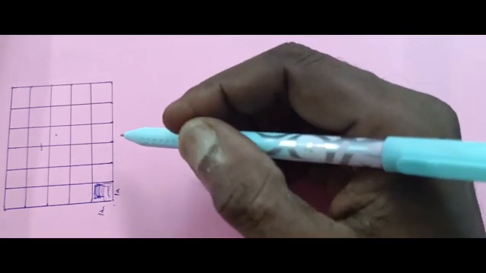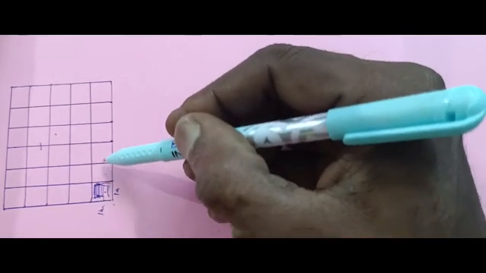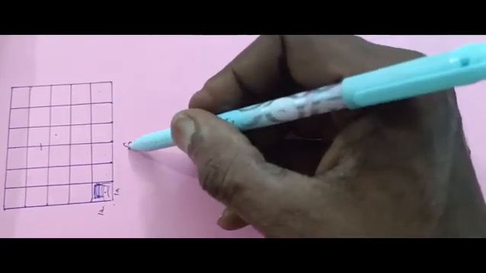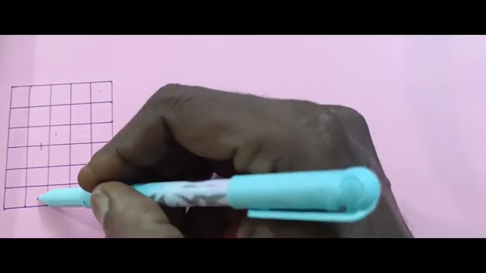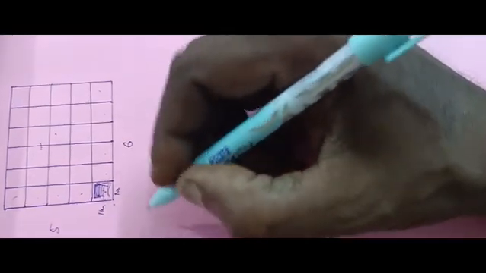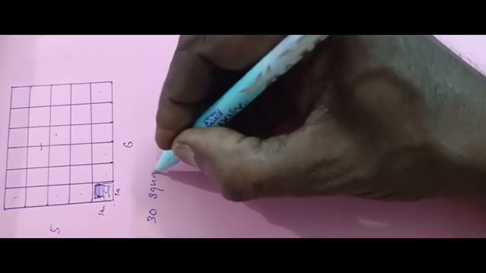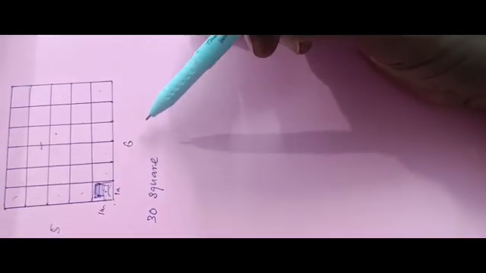Now let's count how many squares are here. You see, 1, 2, 3, 4, 5, 6 on this side, and 1, 2, 3, 4, 5 on this side, and the total number of squares. Yes, of course you are able to see that. Then 5 into 6 is equal to 30. So how many squares are there? 30 squares are there.